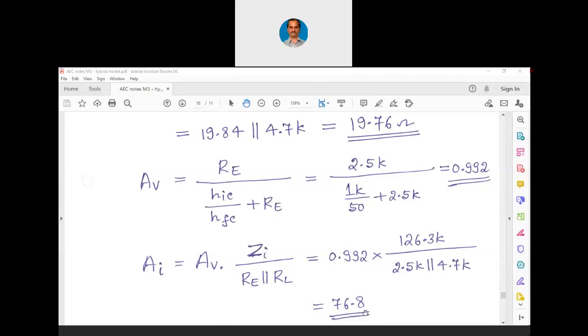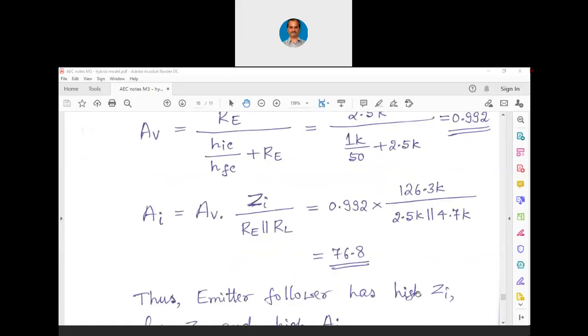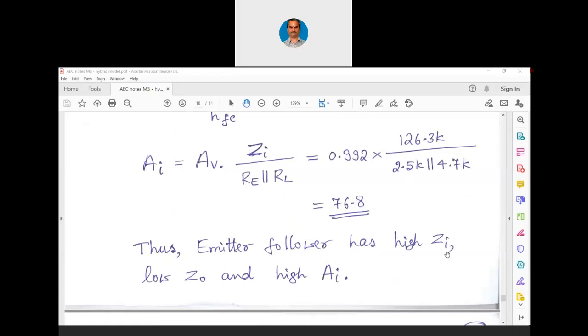Such exercises we had worked out in the first module also using the RE model for the emitter follower. Now we are doing the same thing for the emitter follower using the hybrid model. Results are similar: the emitter follower will give a current gain, a high input impedance, and a low output impedance, but it will not provide a voltage gain. So this emitter follower has high ZI, low Z0 and high AI.